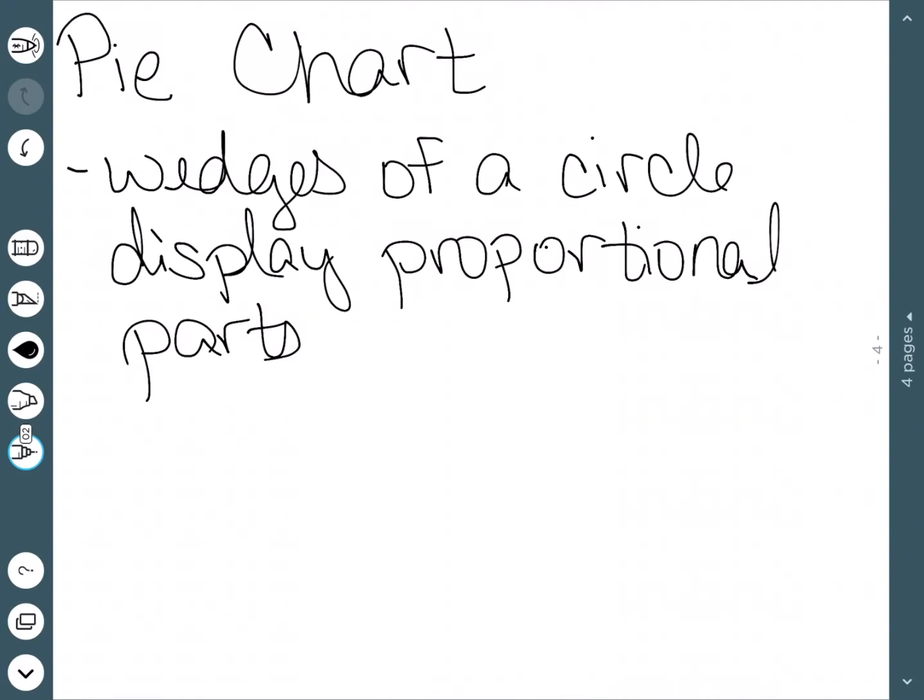The last type of graph we'll look at here is called a pie chart. Pie charts are something that are also very commonly done, and another name for them would be a circle graph. In a pie chart, we use wedges of a circle to display proportional parts. So pie charts are usually done as a percentage rather than a frequency. Before, for instance, in our data, we had the fact that 4 people stated that their favorite color was purple. But when we're dealing with a pie chart, instead of wanting to know how many people stated purple, we would want to know the percentage of people.